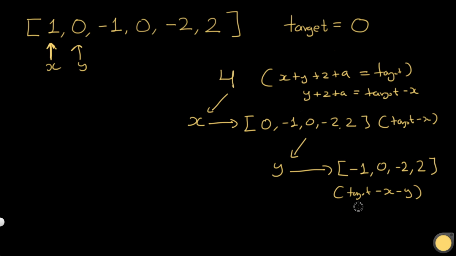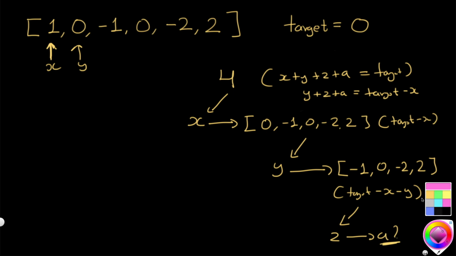Now we do the same thing. We assume a value for z, and we look for the value of a. So a is essentially all we're looking for. Now we're going to just go back each step. Let's say we found a value for a over here.